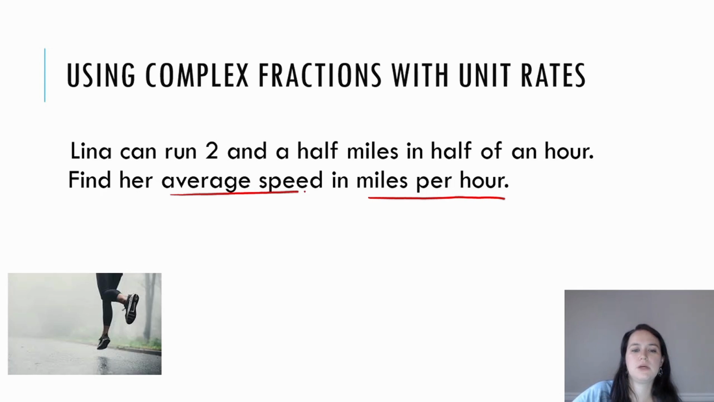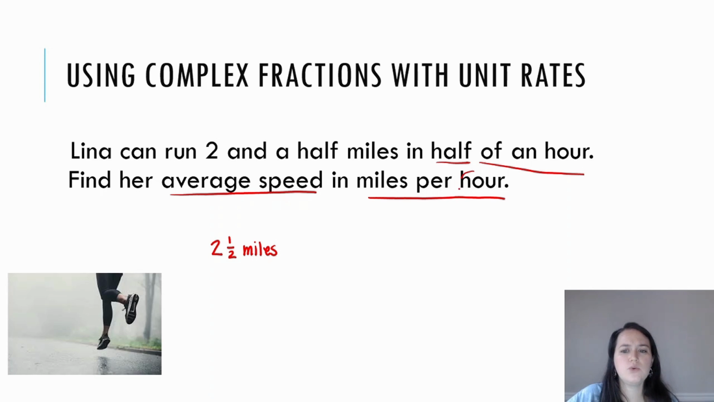So her average speed. Let me rewrite what info they've given me in language that looks more math friendly. I'll use 2.5 miles, since I'm talking about fractions. So she's done 2.5 miles in half of an hour, so that's 30 minutes. But I'm talking about hours, I don't want to go to minutes. So let's keep this as half an hour.